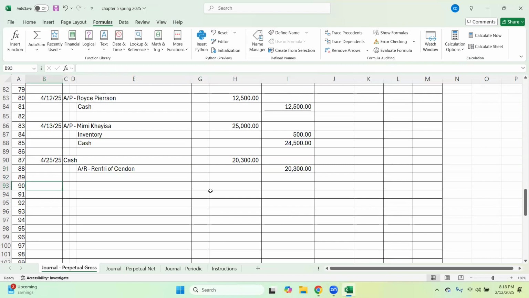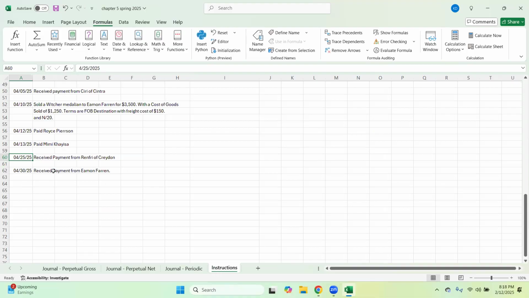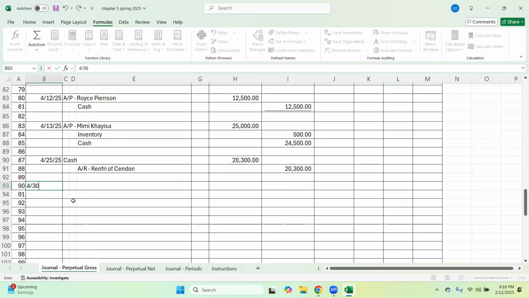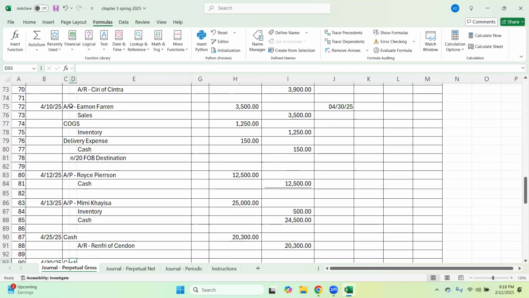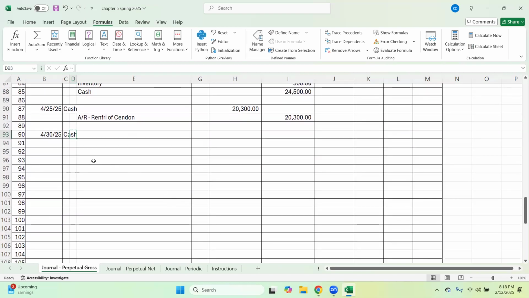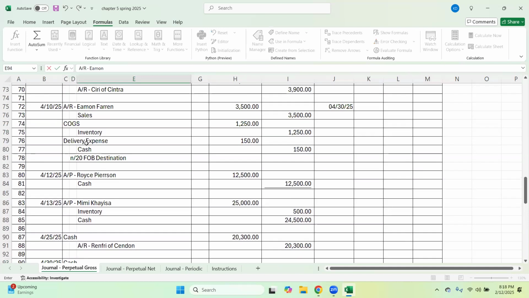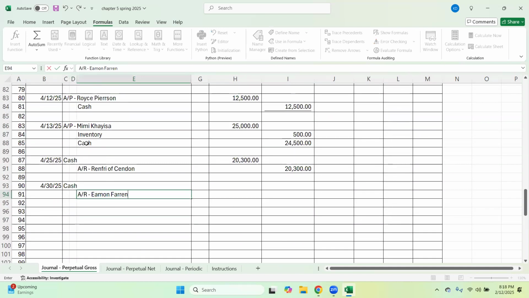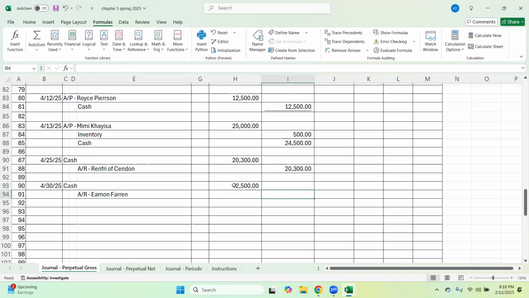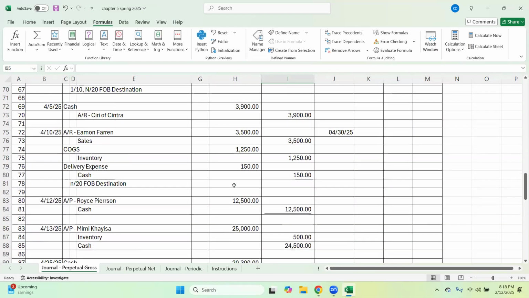And the last one. On 4/30, we received payment from Eamon Farron. So there's cash. So let's find out where he's at. He's right here. So net 20. There's no discount at all, and that's 3,500. Yep.